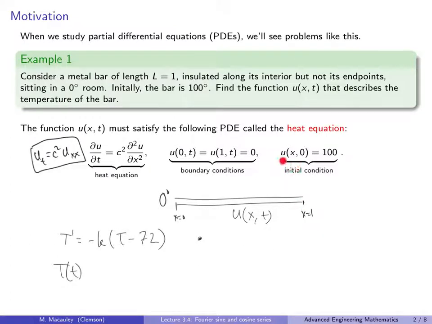And then we need an initial condition. This is what happens at time equals 0 as a function of x. In this case, it was 100 degrees. Okay, so that's a little crash course to basic PDEs. And again, we will do this soon.